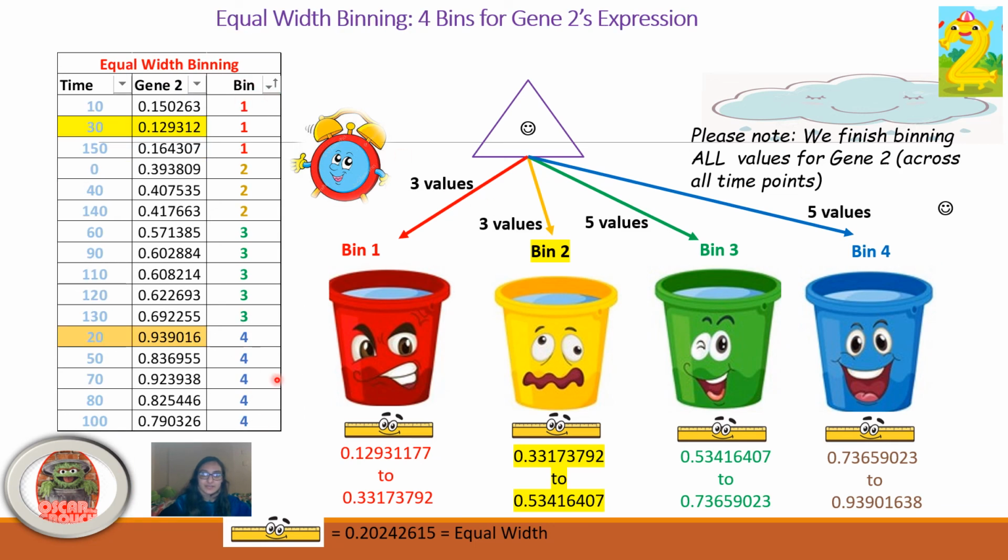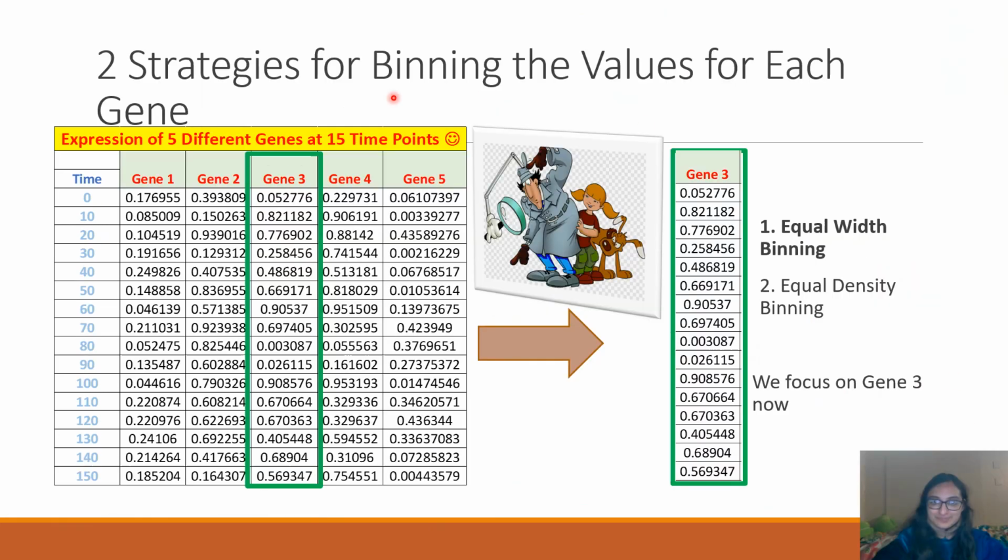Then we can just sort again to see how many values we get. We have 3 values for bin 1, 3 values for bin 2, 5 values for bin 3, and 5 values for bin 4. So with this binning strategy, we have more values in the upper bins. It seems like it could be skewed to the left, the guy skiing to the left in a way. That's what this will tell us for gene 2.